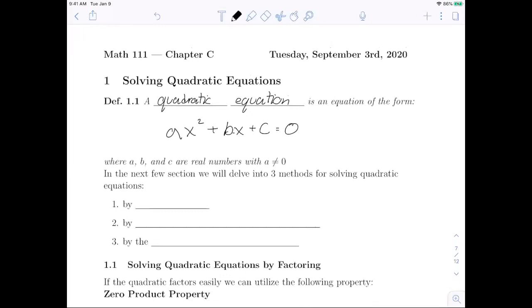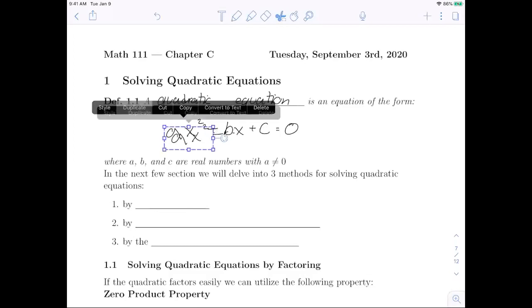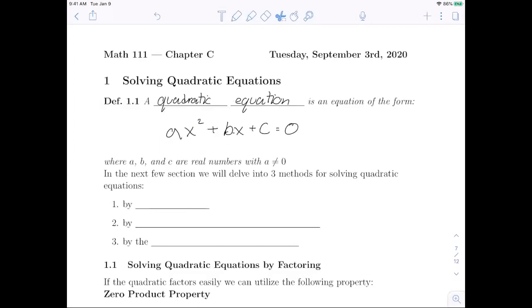If a equals 0, what is that? It'd just be a linear equation, right? If I just deleted that term, that looks like linear equations, what we just kind of talked about. So that's why I need a to not be 0.